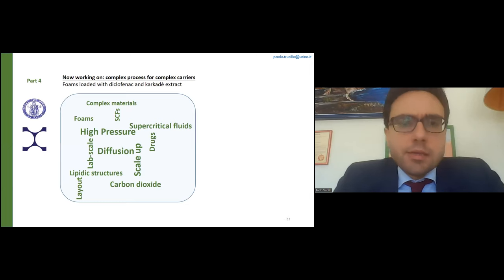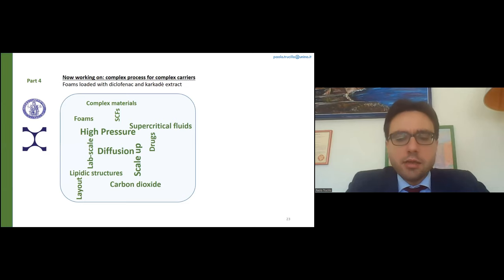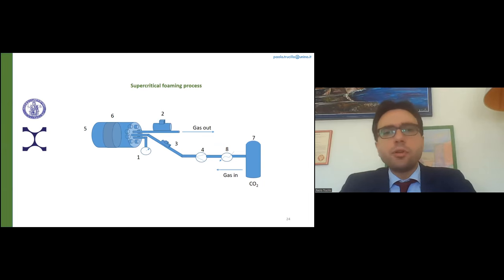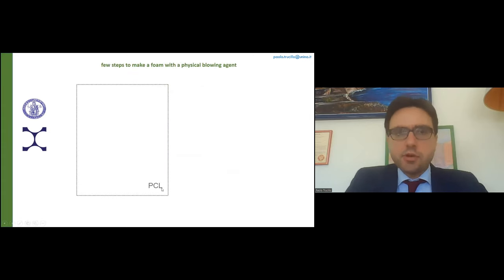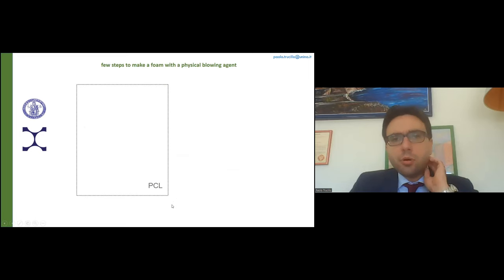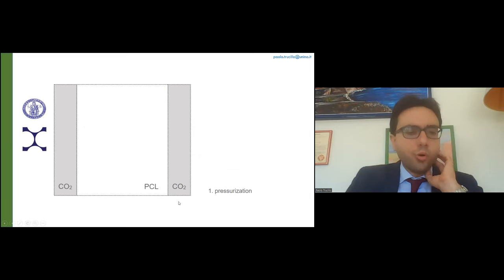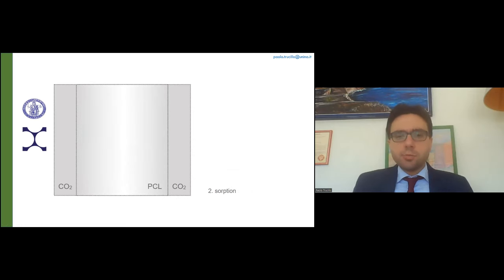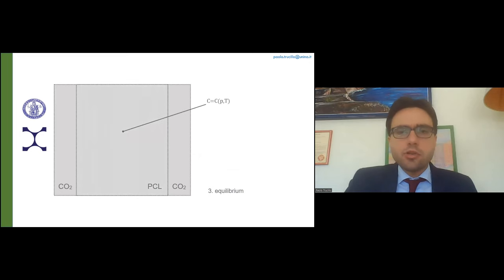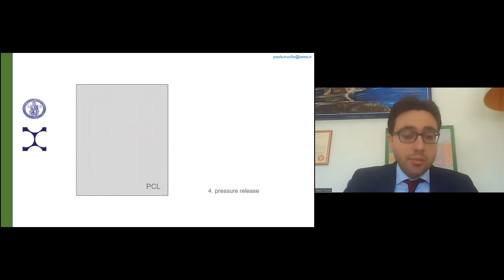Now I'm working on a complex process for the production of complex carriers. In particular, I'm working with this high pressure system for the supercritical foaming of these carriers. This process is characterized by a reactor that works in a semi-batch condition. It works in this manner. We have, for example, polycaprolactone, a biocompatible polymer, that is first pressurized by a blowing agent, in this case carbon dioxide in supercritical conditions. In the second step, there is the sorption of this gas inside the polymer until reaching an equilibrium, so a saturation at fixed pressure and temperature conditions. After a defined time of sorption, the gas is released. So there is a pressure release.